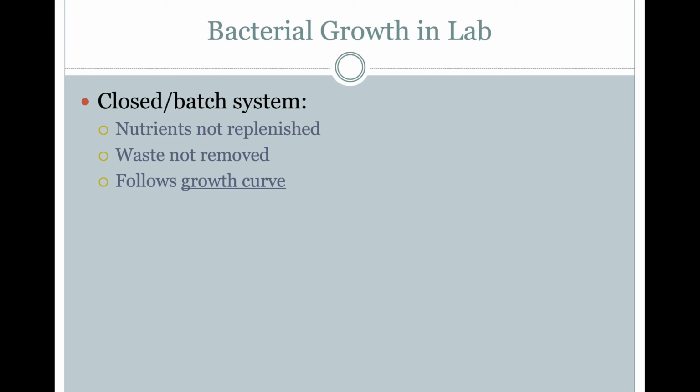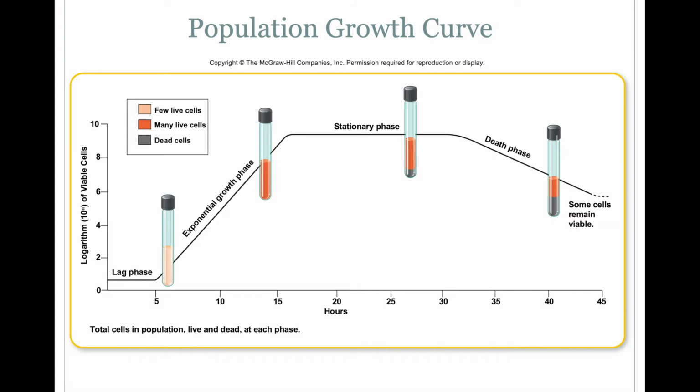Because nutrients are not replenished and waste is not removed in these closed systems, there is a very predictable growth curve that is established. This is your final key concept for this chapter as well, so just be aware. Here's that population growth curve. We've seen this a few times now. Again, this is a semi-log graph of bacterial growth. In this case, we are looking at the actual count of viable cells or colony-forming units. This is a log base 10, which allows us to distinguish between this initial acclimation stage and this exponential growth phase here. And then here's our hours.